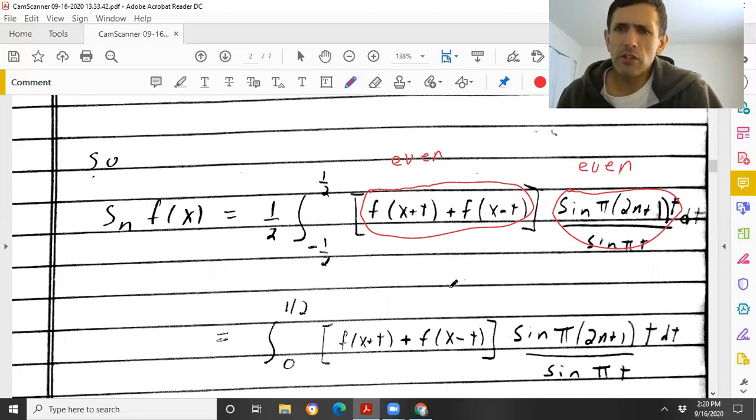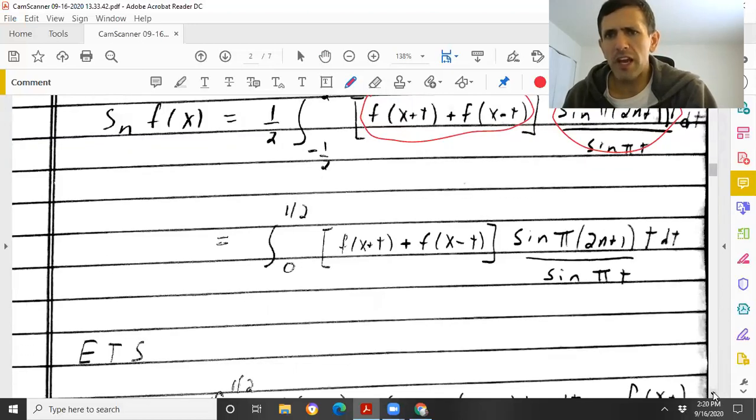Okay? And if we integrate an even function from minus 1/2 to 1/2, that's 2 times the integral from 0 to 1/2. And the 2 cancels with the 1/2. So this gives me the integral from 0 to 1/2 of f of x plus t plus f of x minus t times this Dirichlet kernel here. Okay? And this is extremely important.